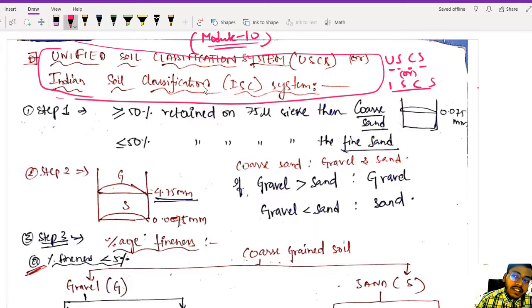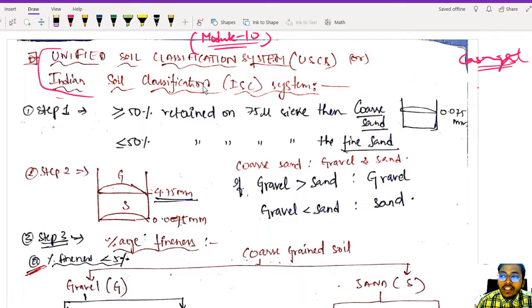Okay, ISCS or USCS. This USCS was first given by Casagrande, the same person we studied in the previous chapter. You can make a note of this. First time USCS was introduced, this type of classification was introduced by Casagrande.